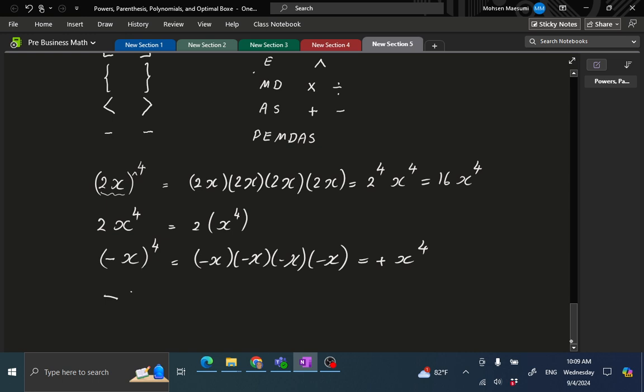On the other hand, if I had written -x^4, that meant minus x to the power of 4. That is, you figure out what is x to the power of 4 and you make it negative. Notice in this case we have positive, in this case we have negative, and so on.